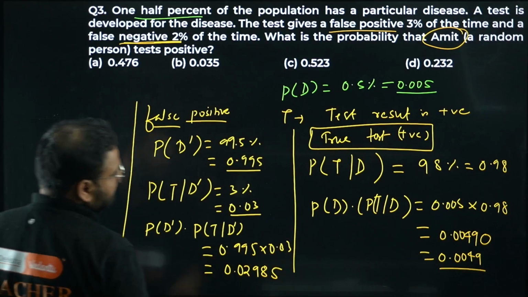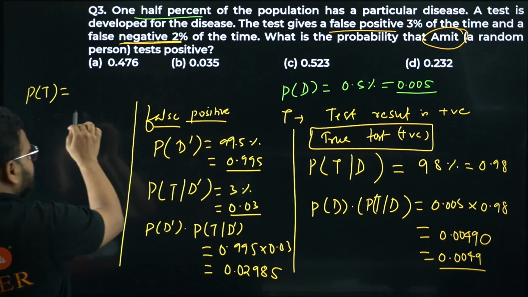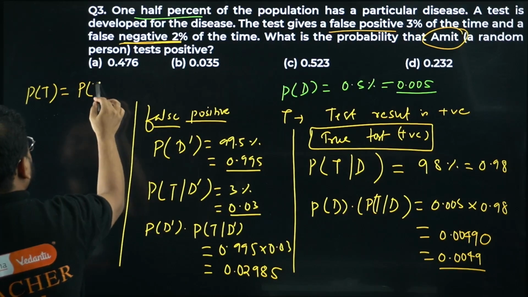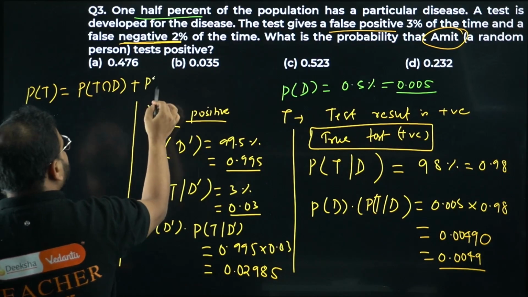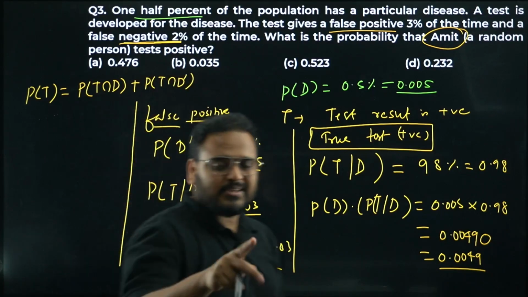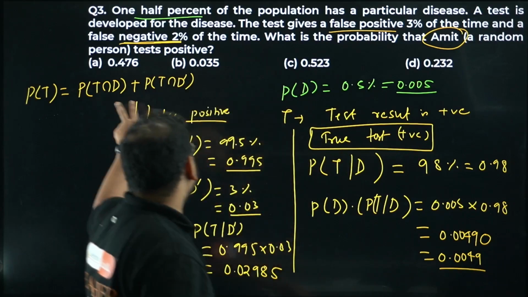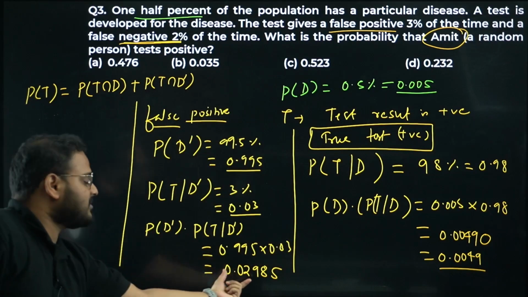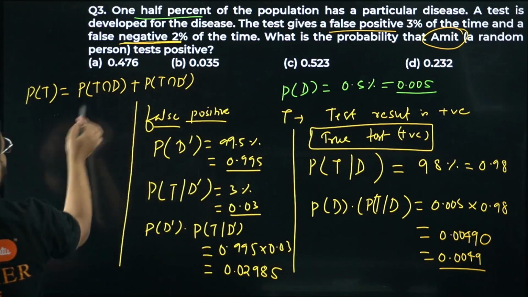So you'll have both the probabilities. Testing positive will be nothing but testing positive when he is actually sick, plus testing positive when he is not sick. A person can test positive whether he is sick or not, correct? When he is sick, the chances are given like this. When he is not sick, still testing positive has the chances over here. This is total probability.